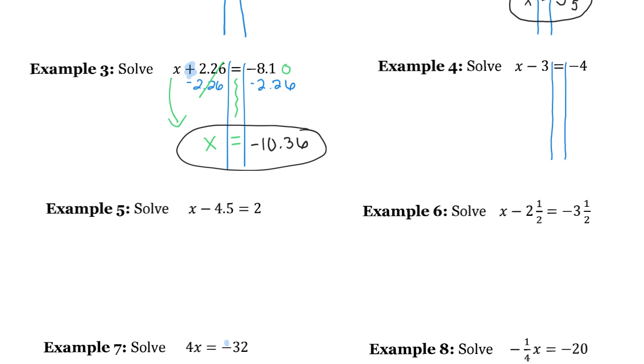Identify what operation is being used. In this case, it's a subtraction sign. What's the opposite of subtracting? The opposite of subtracting is adding. Is adding 3 to both sides, which again cancels out these 3's. The x gets brought down. The equal sign flows down our river.